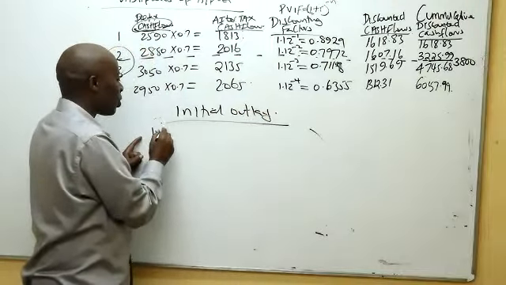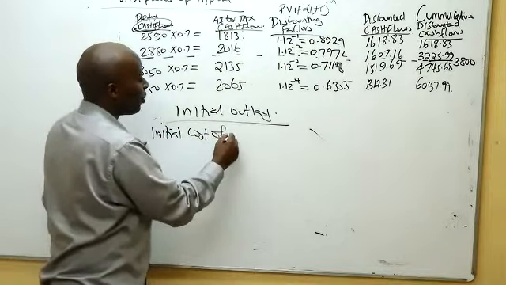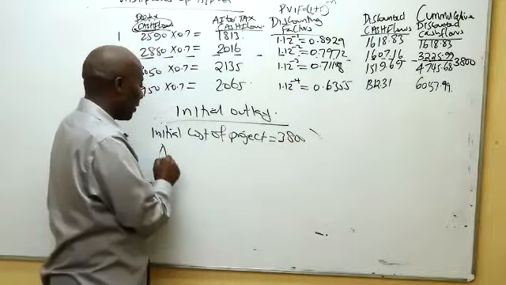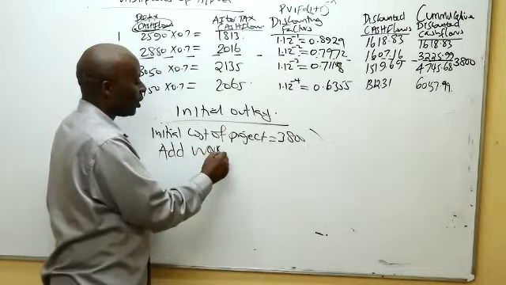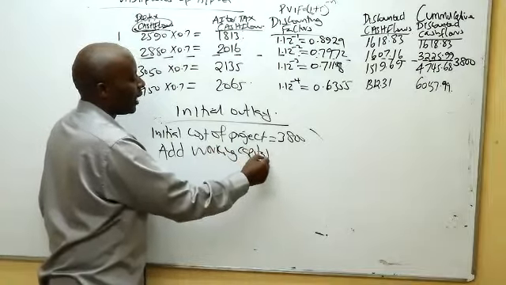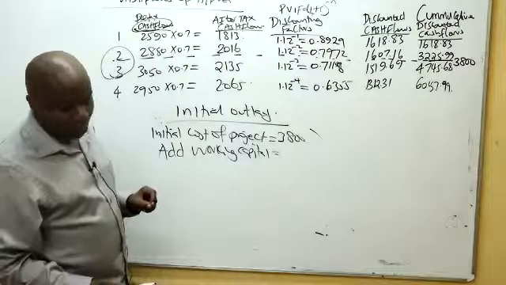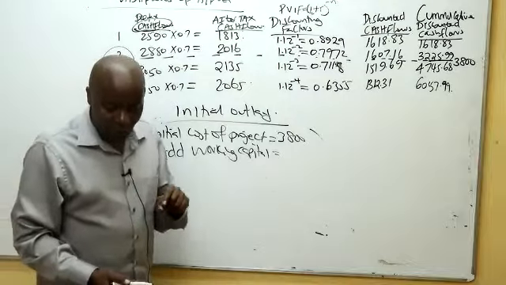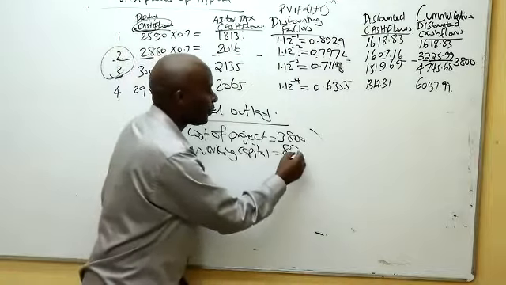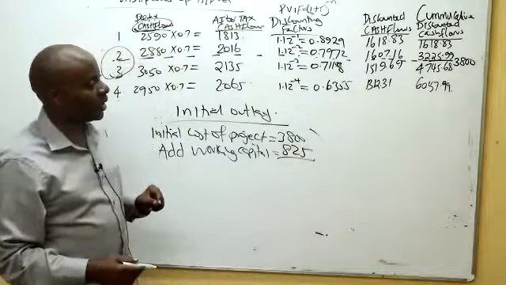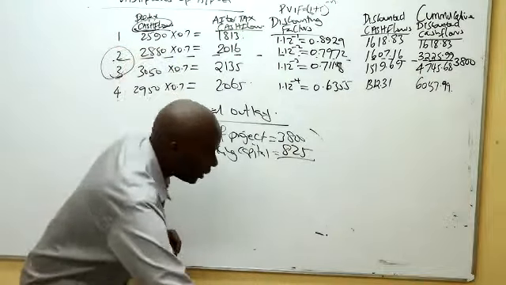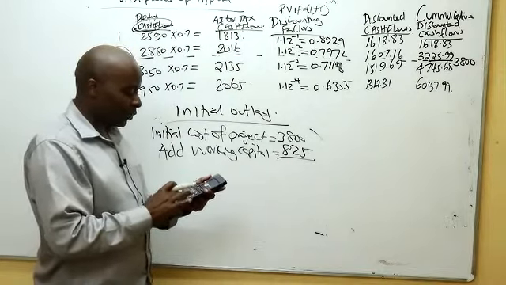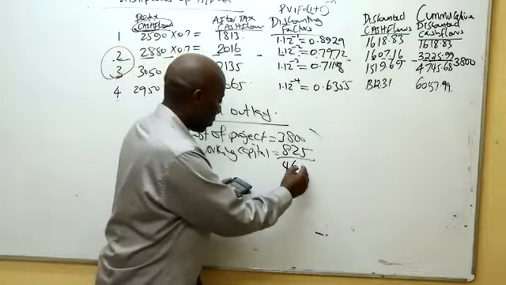So we have the initial cost of the project, which is 3,800. And then of course you'll add the working capital required of 825 for project A. An investment in working capital of 825 will be required. So please give us this total here: 3,800 plus 825. This gives us 4,625.